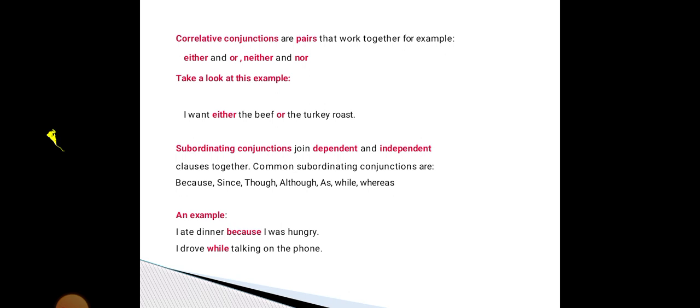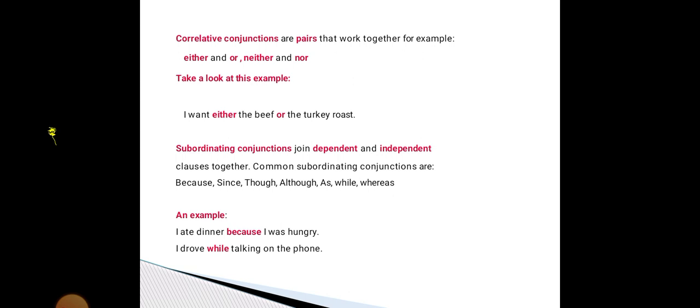Now, what is a conjunction? Conjunction is nothing but connecting two words or two sentences. In conjunction, there are three types. One is coordinating conjunction, another is correlative conjunction, and another is subordinating conjunction. What is the example for coordinating conjunction? You have to remember FANBOYS: for, and, nor, but, or, yet, so. These words come under coordinating conjunction. The example: I had a terrible headache, but I still went to school.